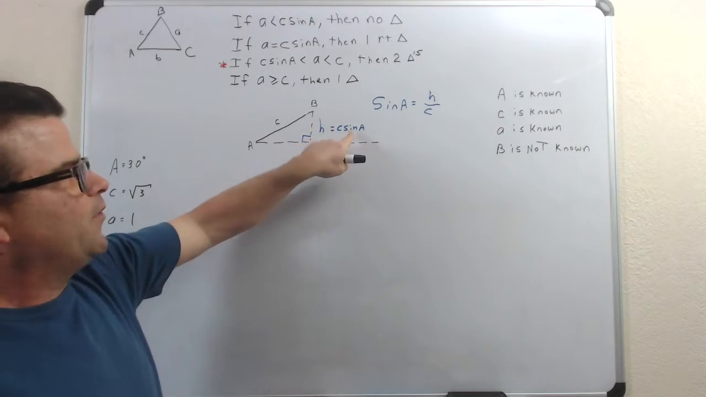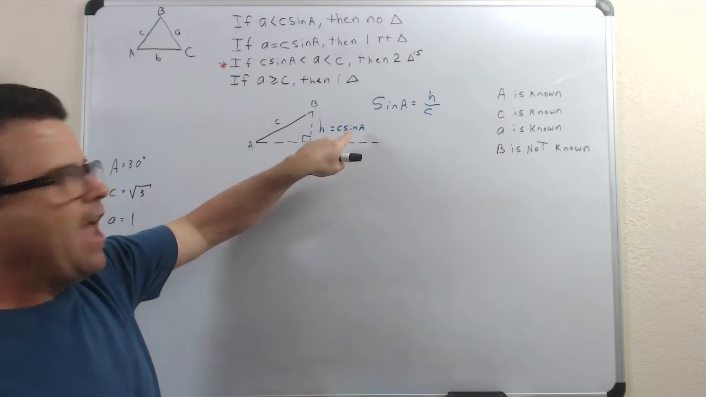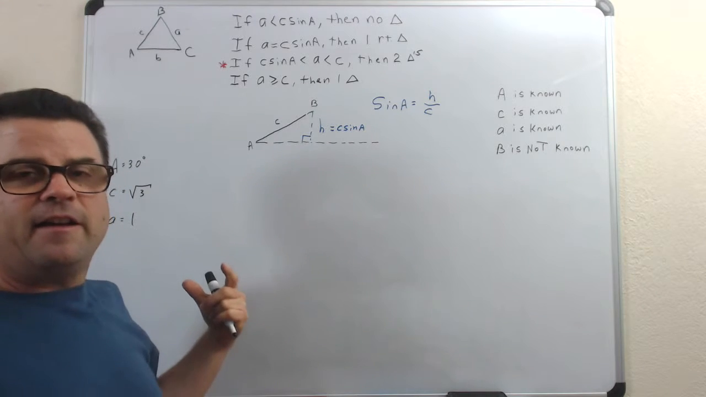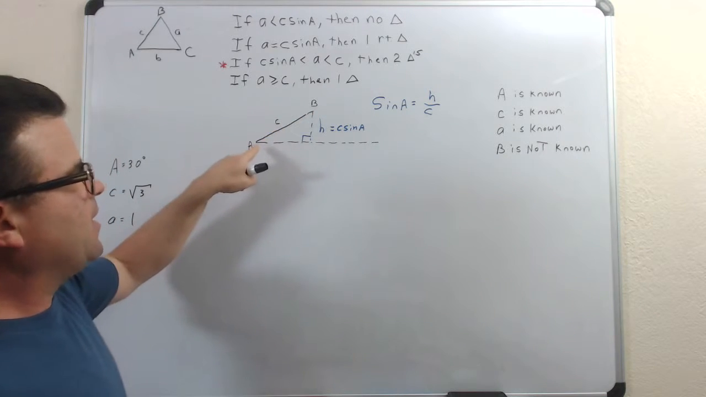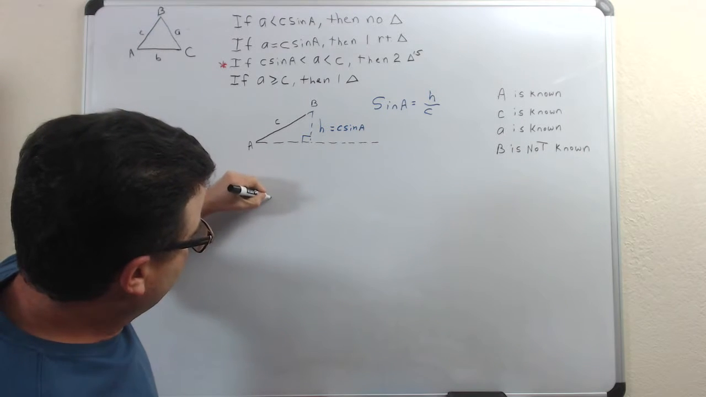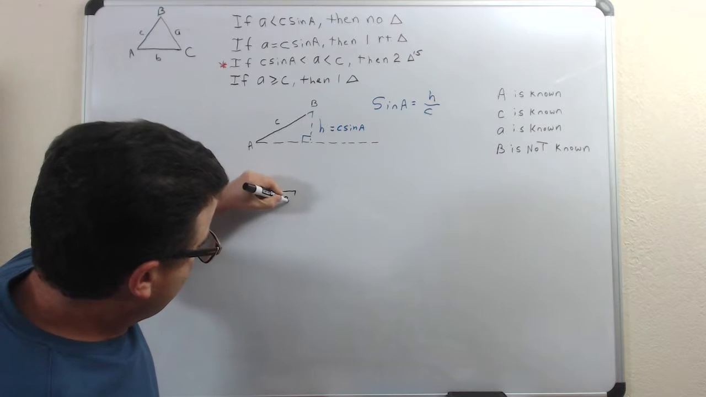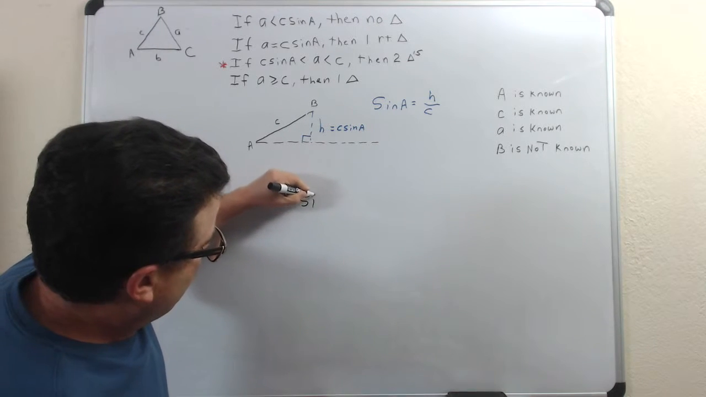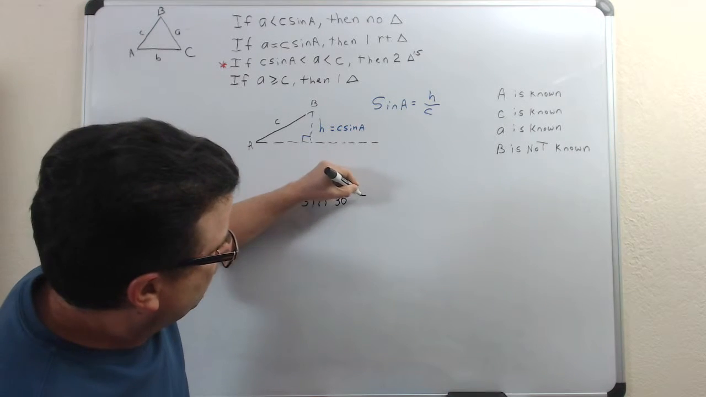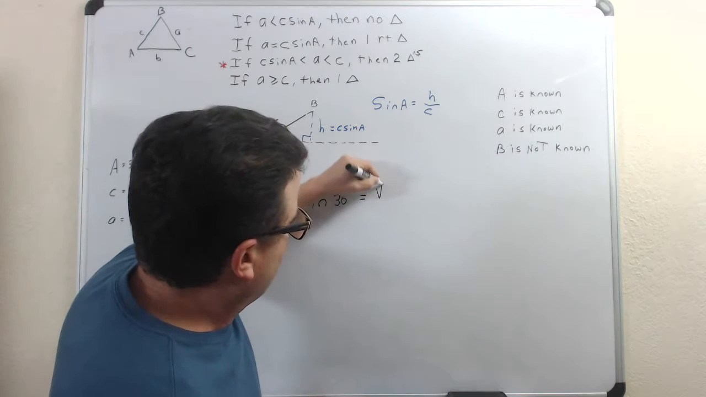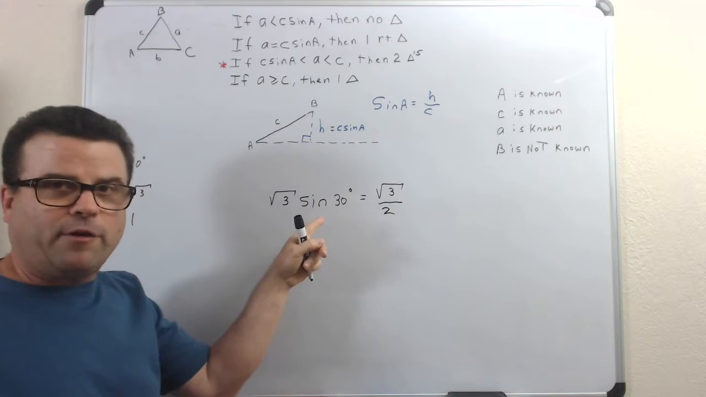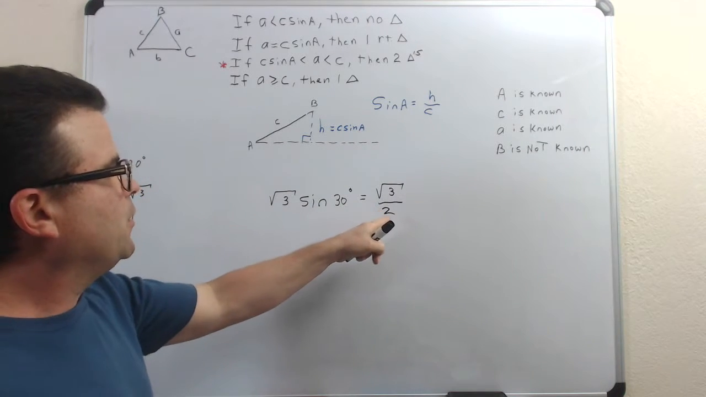So we want to compute what c sine A is, because a would have to be at least as long as c sine A and not as long as c. So we need to compute what c sine A is. C is square root of 3, A is 30 degrees. So this is equal to the square root of 3 over 2, because sine of 30 degrees is 1/2. So root 3 over 2.